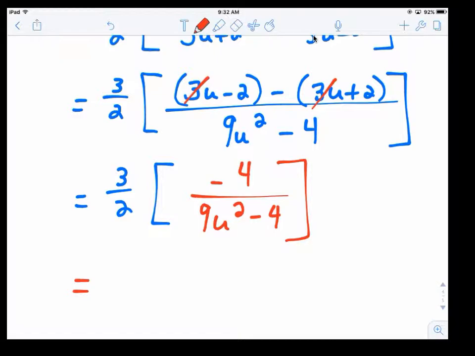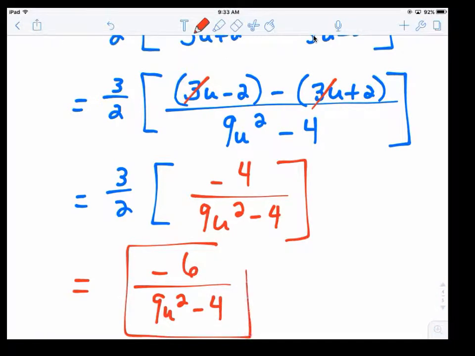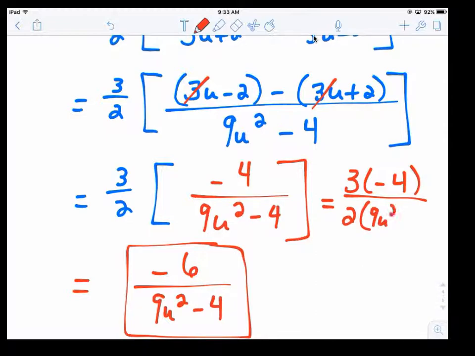Well, if you do 3 times negative 4, right, you get negative 12. Negative 12 divided by 2 is negative 6. So that would be your final answer. Well, you could leave it on the bottom, so you would have 3 times negative 4 over 2 times 9u squared minus 4. And then when you simplify this, you would have a constant over that constant. Wouldn't really do anything for you.